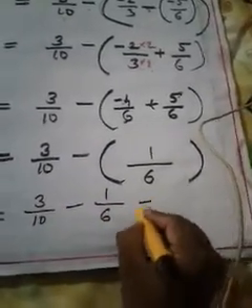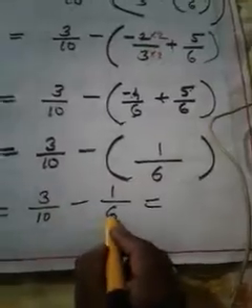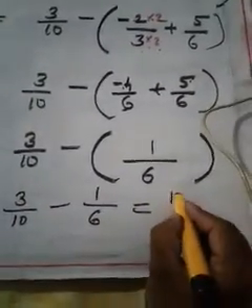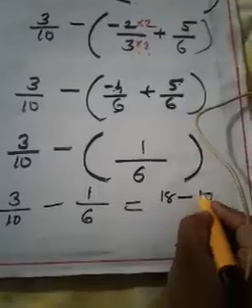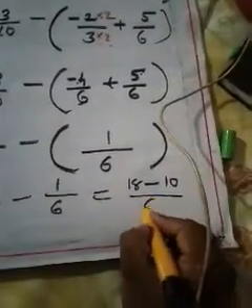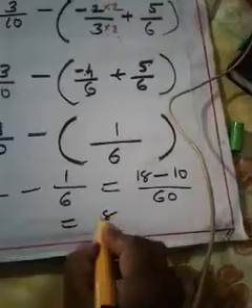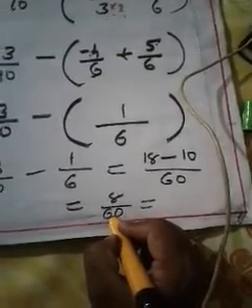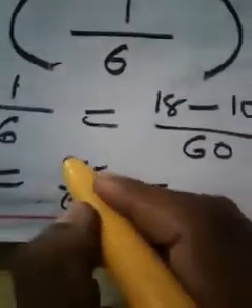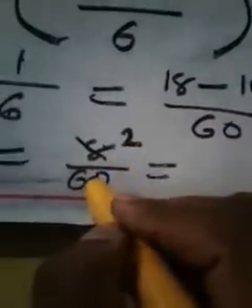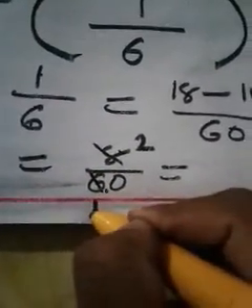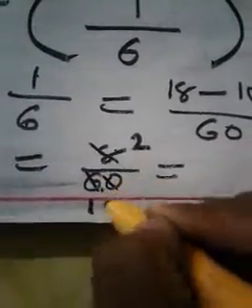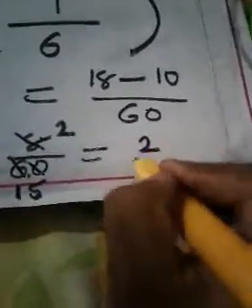Now how can we solve it? If you want, you can cross multiply. What is 3 into 6? 18. Minus, what is 10 into 1? 10. What is 10 into 6? 60. So the answer is 8 by 60. When it reduces, which is a common factor for 8 and 60? I think 4 is a common factor, isn't it? In 8, how many 4s are there? 2. And in 60, how many 4s are there? 15. So the answer is 2 by 15.